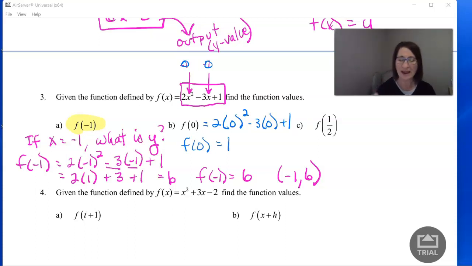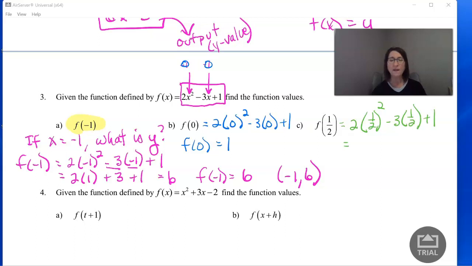Okay, last one. Let's look at f of 1/2. I'm going to substitute a 1/2 in. So it'll be 2 times 1/2 squared minus 3 times 1/2 plus 1. Remember, order of operations tells us that we need to apply our exponent before we multiply. So this is going to be 2 times 1/4 minus 3/2 plus 1.